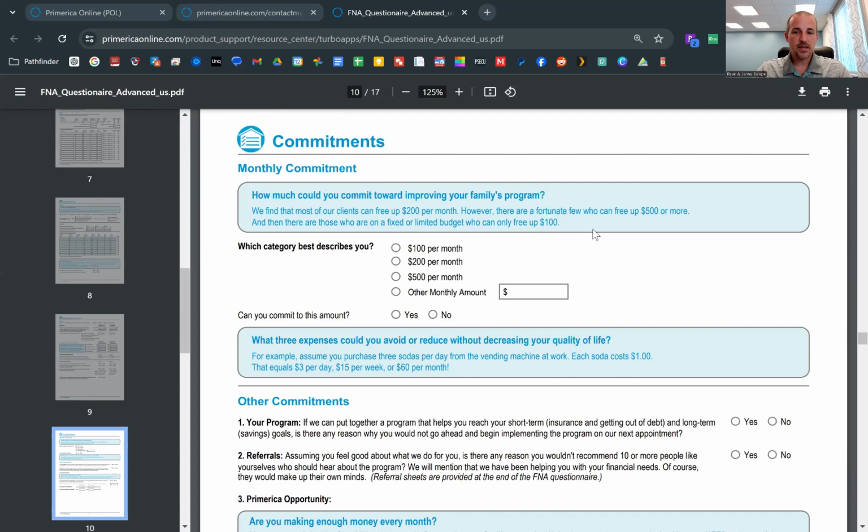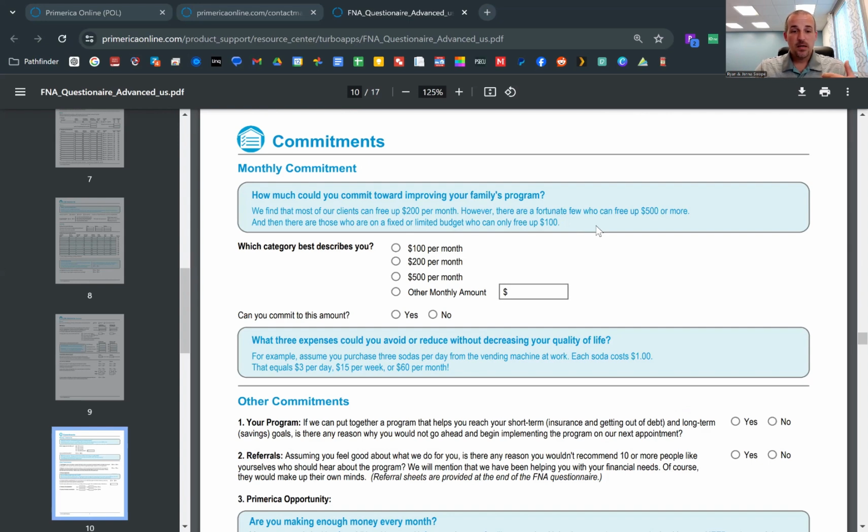a monthly commitment. You can say, hey, we've looked at your debt, your investments, your assets. We're going to figure out exactly how much you need to invest for retirement and how quickly we can pay off your debt, blah blah blah.